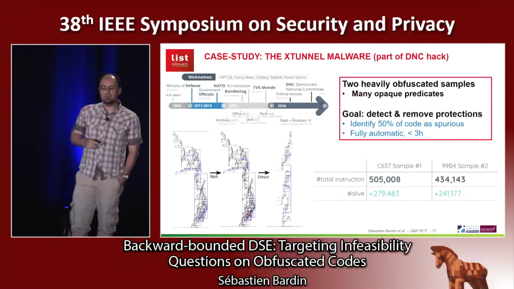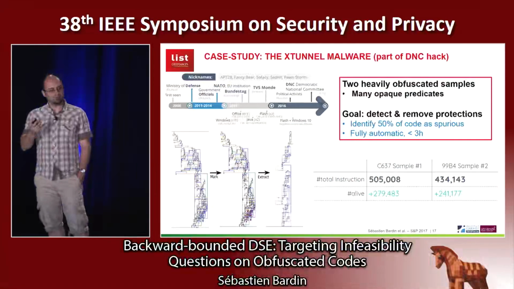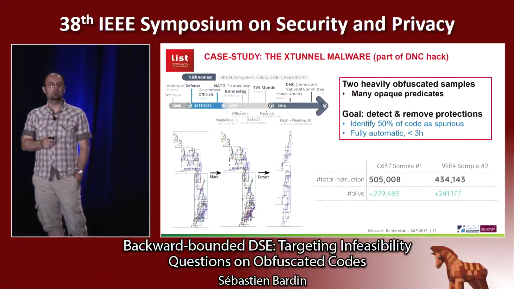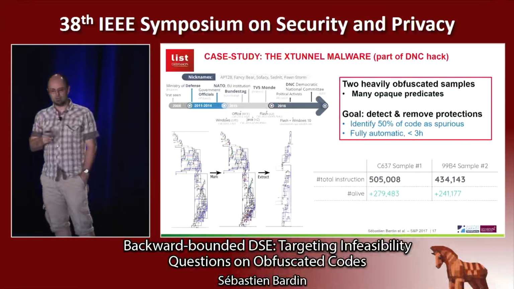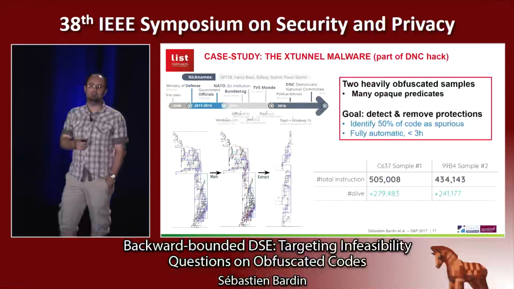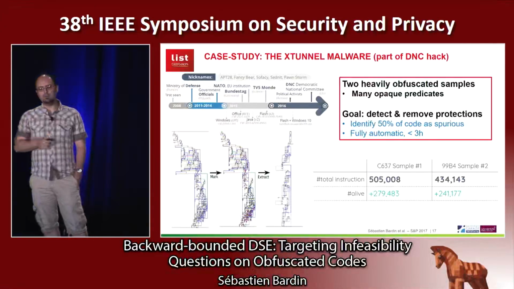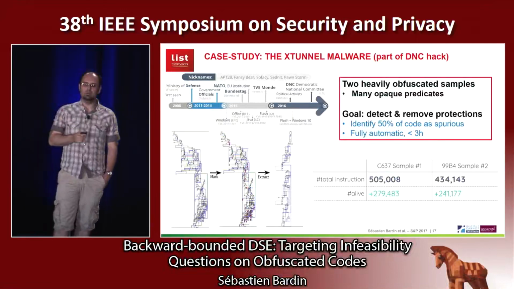Finally, a case study on the external malware, which is part of the hacking tools that were used for the DNC hack last fall. We got two heavily obfuscated samples of this malware. With a quick manual inspection, it turned out that there were many opaque predicates in them. So our goal was to detect and remove as much of this protection as we could. By using our technique, we were able to identify 50% of the code as spurious in a fully automatic manner and in less than 3 hours.